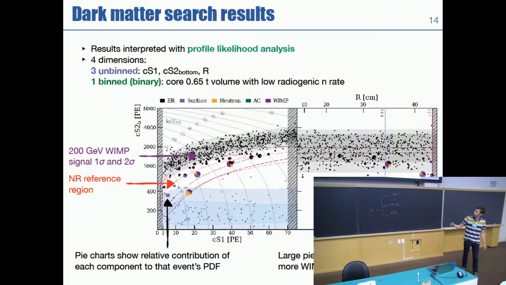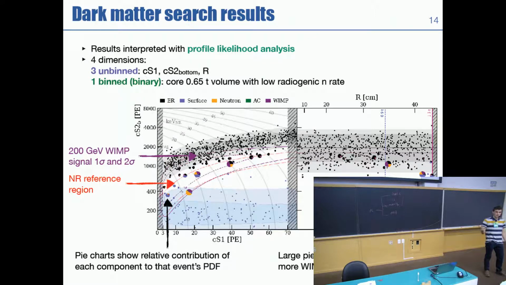So you see here again the same electron recoil band, and below it in purple is the expected signal for a 200 GeV WIMP. And then down here, this blue is what I was talking about, the surface events. So you see again on the right, it is a function of radius, and the surface events are concentrated near the wall.